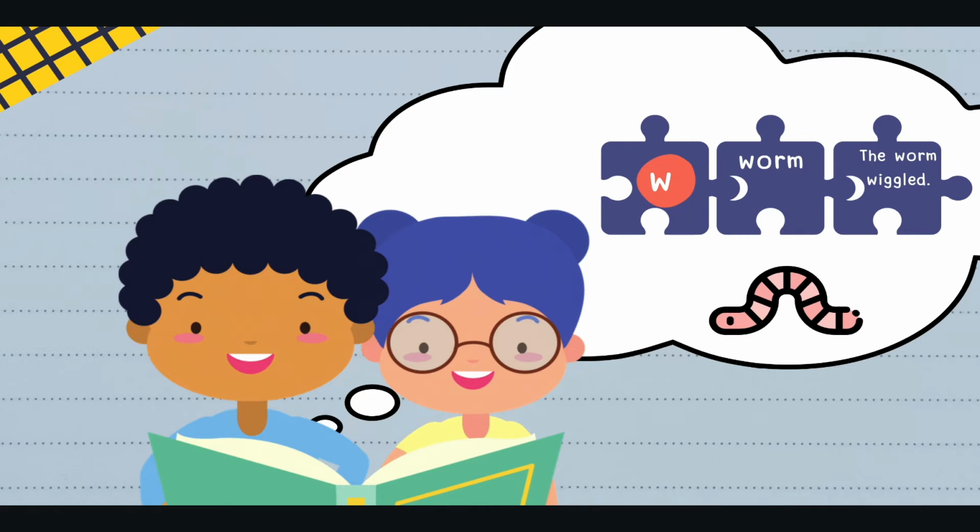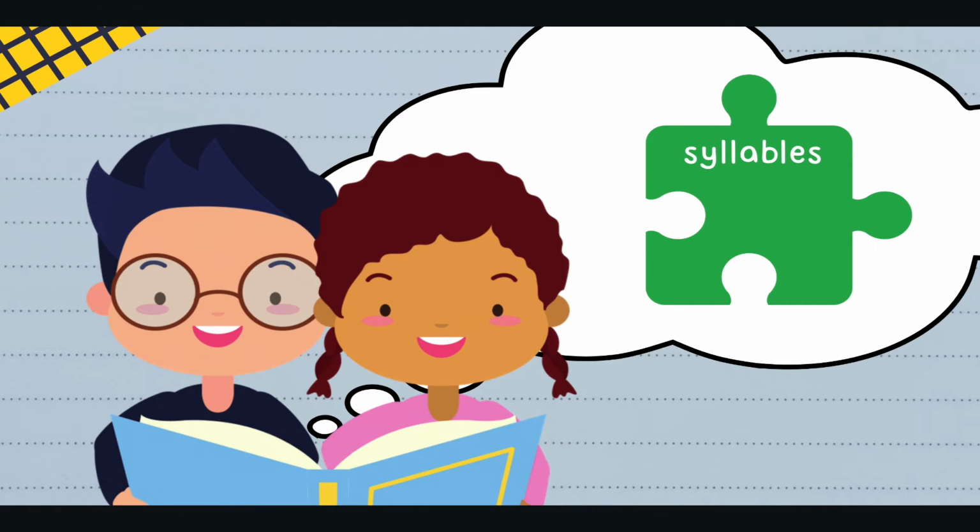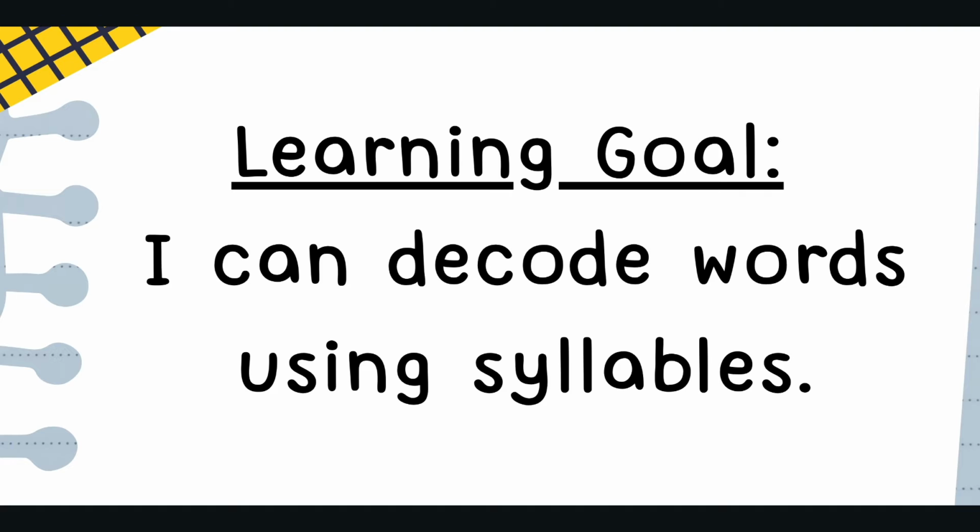Well, today we're going to talk about another building block, and those are called syllables. You go ahead and say that. Now, syllables are just chunks of a word, and we're going to talk about how we can use those chunks to help us decode new words. Because that's actually our learning goal. Our learning goal says, I can decode words using syllables.